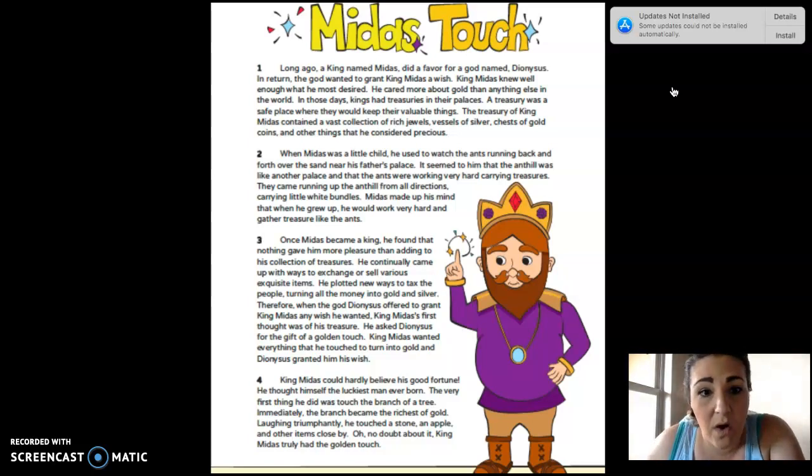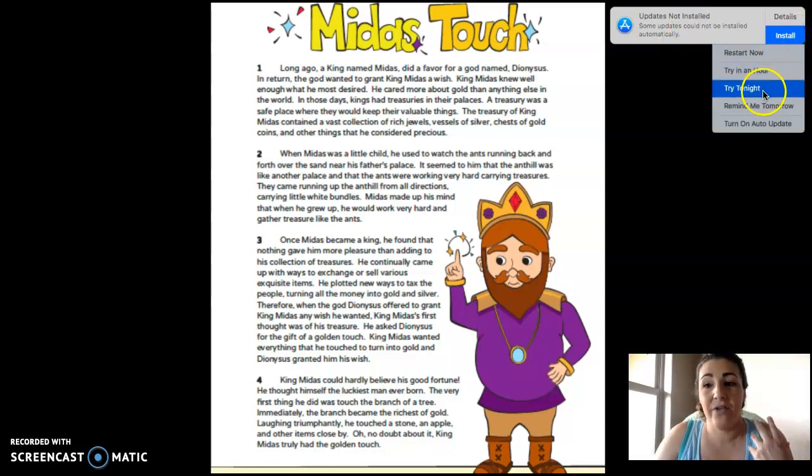So vast means huge, large. So he had a huge collection of rich jewels. Vessels is a word for a container. So he had like a huge container of silver, chests of gold coins, and things that he considered precious. So things that he considered valuable.